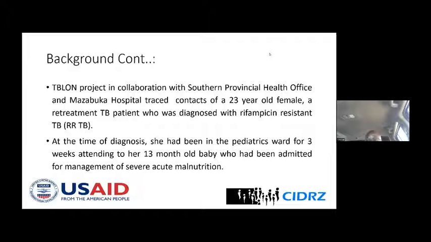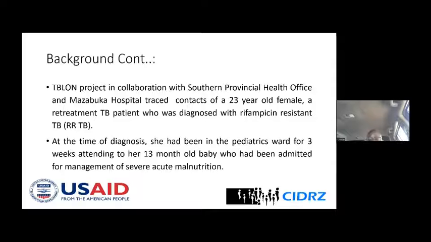one of our patients. She was 23 years old, and this was a retreatment, and we found that the results came out rifampicin resistant. And one other thing which we noted was that this same patient at one point or another did not take the drugs the way she was supposed to, putting the family members at risk of developing TB. So at the time of diagnosis, she had been in the pediatric ward for about 3 months, attending to her 13-month-old baby who was admitted with acute malnutrition.